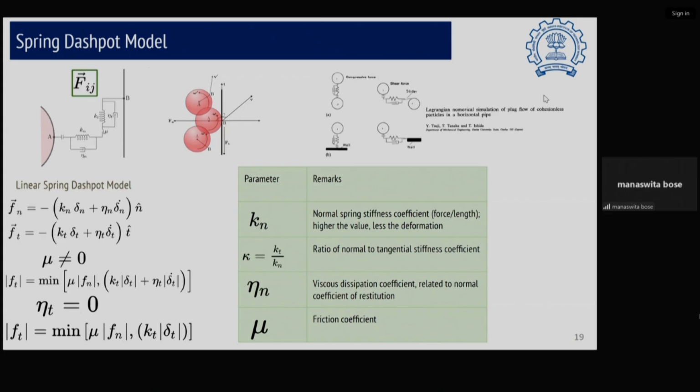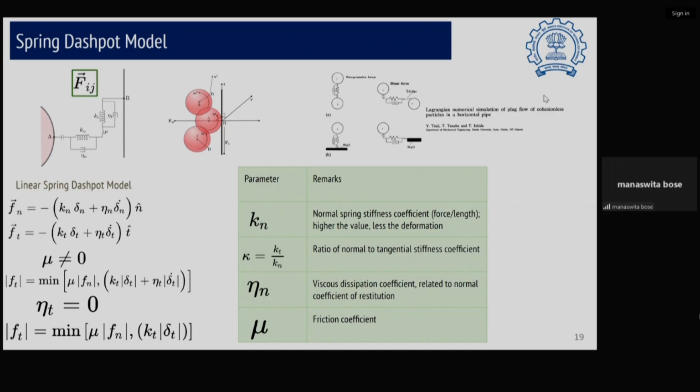So now this viscous dissipation coefficient will be related to inelasticity. Now inelasticity is experimentally measurable. If you can relate the viscous dissipation coefficient to inelasticity, you can always adjust this parameter, right? Done. Well, how do we get KT?